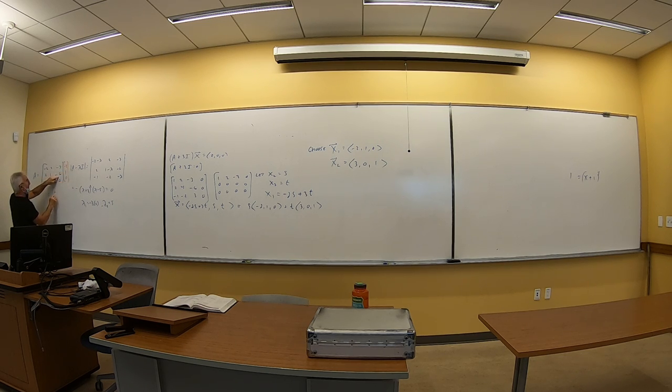-4 plus 1 is -3. 2 minus 2 is 0. That doesn't look like this, but if I factor out a -3, it looks like this. And what was my eigenvalue? -3. Did I write it as a multiple of my eigenvector? Yes, I did. Okay, well, Tiger Woods.